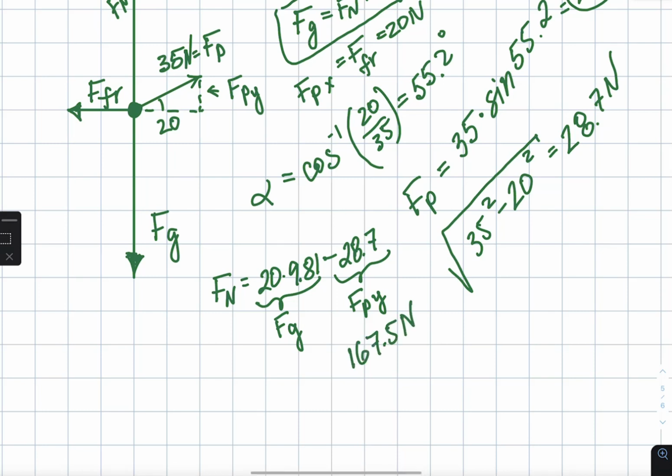167.5 newtons. If we are to stick to just 3 sig figs, it's about 168 newtons. That's your answer for the normal force on the suitcase. That's it for problem number 76.